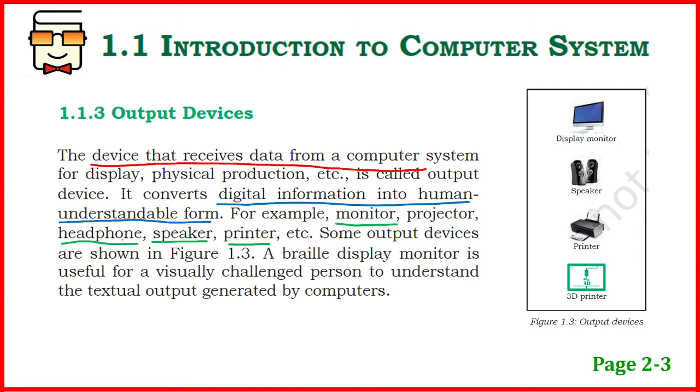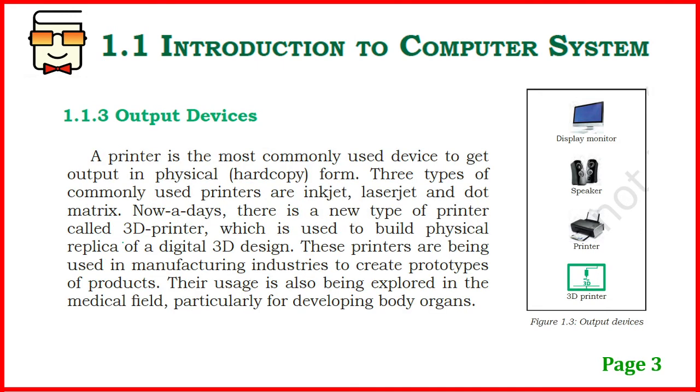Okay, now proceeding further, we just studied that a printer is a kind of output device. Now a printer converts digital information and provides a physical form to it. Now what do I mean by a physical form? The physical form is known as a hard copy.